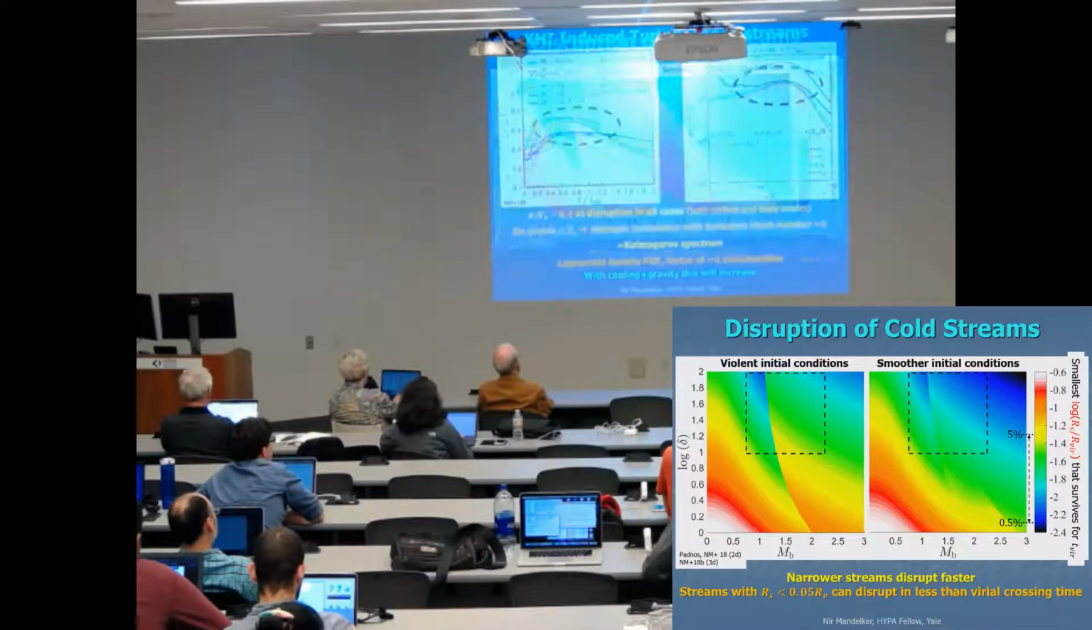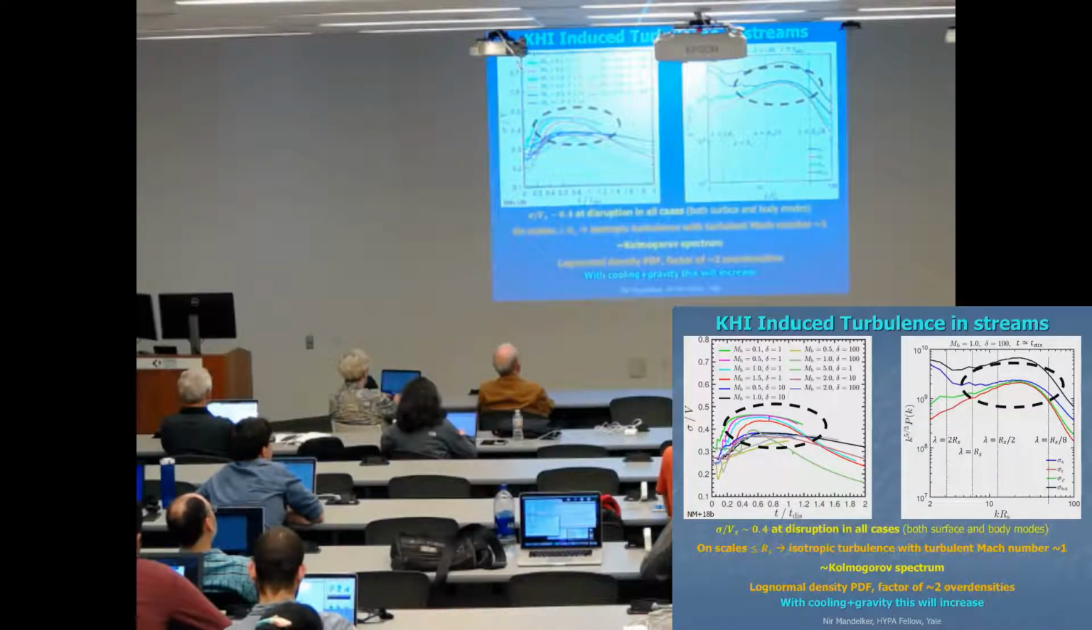What is the effect of that? Well, for one thing, it can drive turbulence in the CGM. In fact, we find that for all the simulations that we ran, I don't care if they're surface modes, body modes, I don't care if the density contrast is 1 or 100, you always wind up, at about the time when the stream finally disrupts, with a turbulent velocity that's of order 40% of the initial velocity of the stream. Now, it's true that most of this, 0.4 times v, is on large scales and is driven by shear.